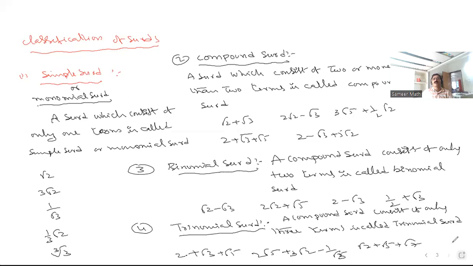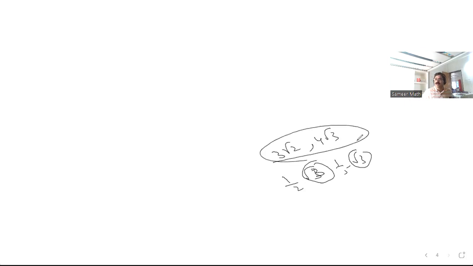Now we'll go for another one: similar surds. What is meant by similar surd? You see, root 2 is there, root 3 is there. If I write like this, are these similar? No, certainly not. But 1 by 2 root 3 and 1 by 5 root 3, are they similar? Yes. That means different rational multiples of the same surd we can call similar surds. Otherwise, dissimilar.